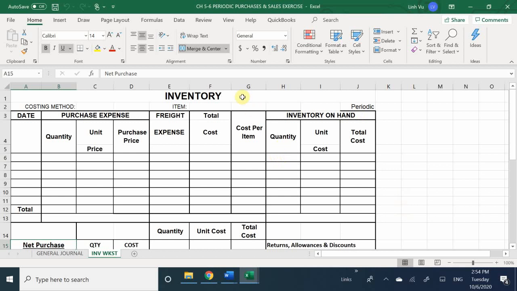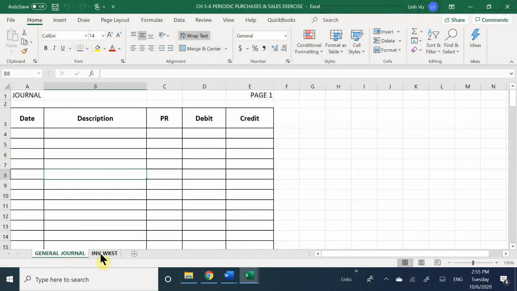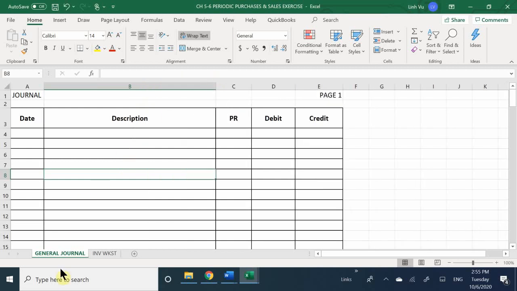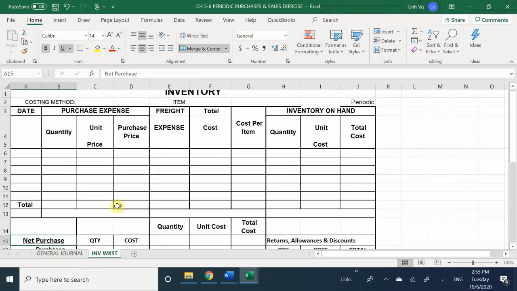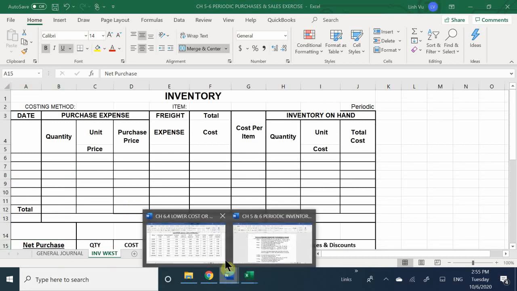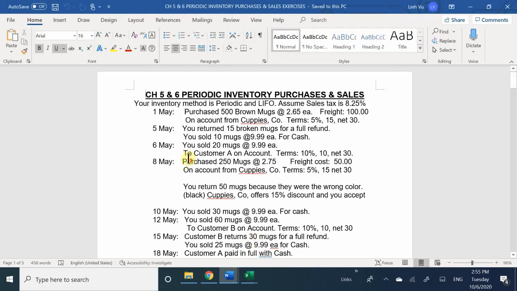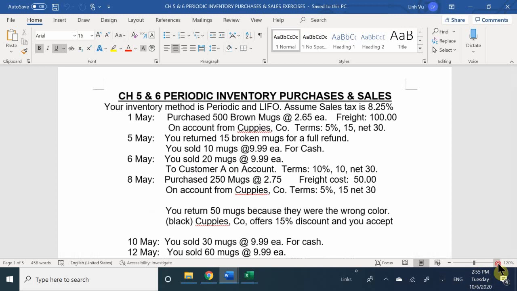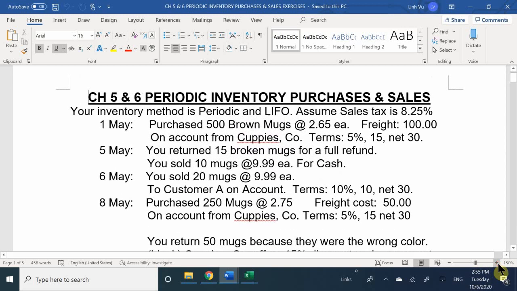Okay, so let's go ahead and go over the Chapter 5 and Chapter 6 exercises. As you can see, I'm going to be utilizing Excel to produce this worksheet, but I'm also going to have my handy dandy Word exercise because it has the problems and scenario on there. Okay, so for this review, let's go ahead and get started.